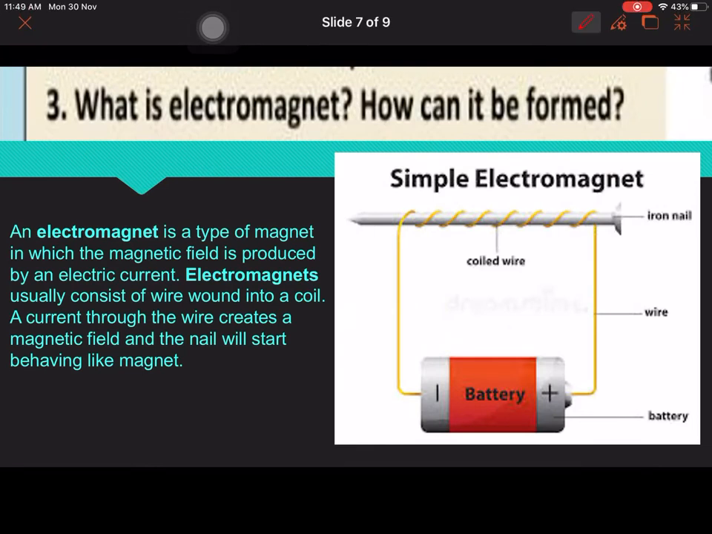Next is, what is electromagnet? It is a type of magnet in which the magnetic field is produced by electric current. Electromagnets usually consist of wire wound into a coil, and current through the wire creates a magnetic field, and the nail will start behaving like a magnet. You can see this nail will start behaving like a magnet, and this is an example of an electromagnet. So this is your answer number 3.